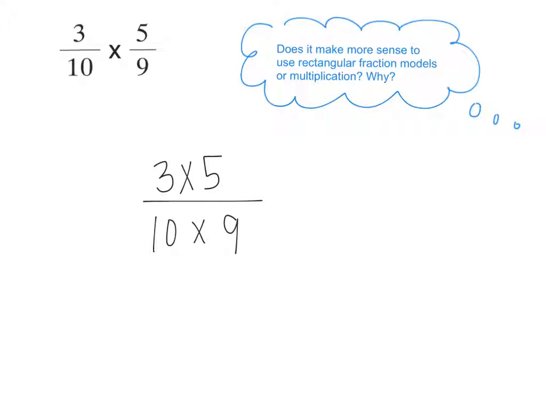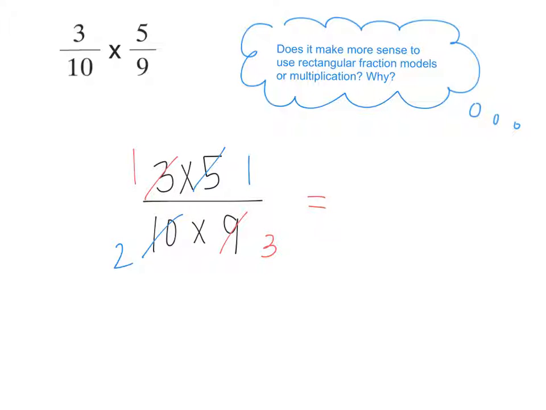Lauren? 5 and 10. Ooh, 5 and 10 are both multiples of 5. So what's 10 divided by 5? 2. And what's 5 divided by 5? 1. Careful. Okay. Anything else? 3 and 9. Ooh, 3 and 9 are both multiples of 3. So 3 divided by 3 is 1. And 9 divided by 3 is 3.